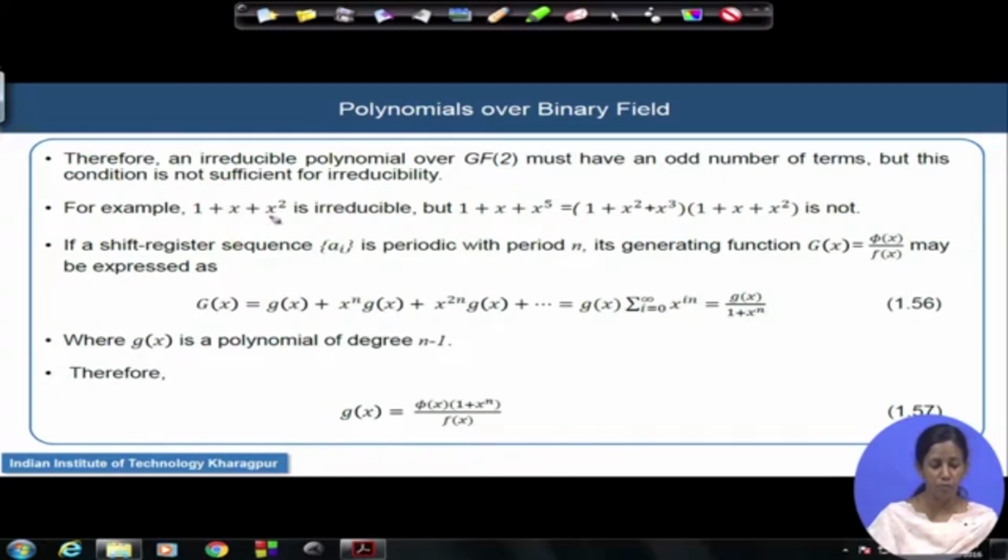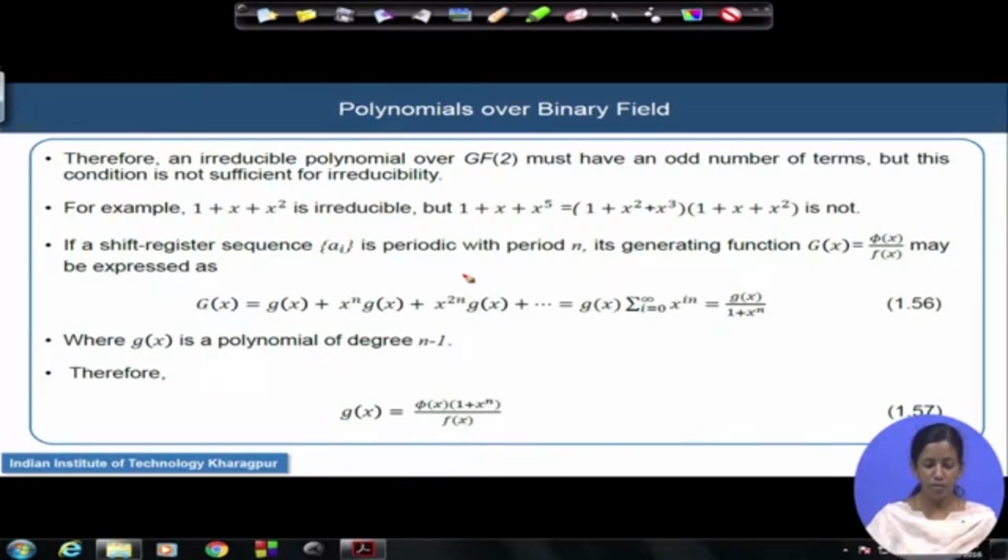Here is an example: 1 plus x square has an odd number of terms, and it is irreducible, fine. But there is another polynomial, 1 plus x to the power 5. We cannot declare it irreducible just because it has an odd number of terms, because this polynomial is reducible by two other polynomials. Hence, by just checking for an odd number of terms, we cannot declare that it is irreducible. But if a polynomial is irreducible, you will definitely conclude that it contains an odd number of terms.